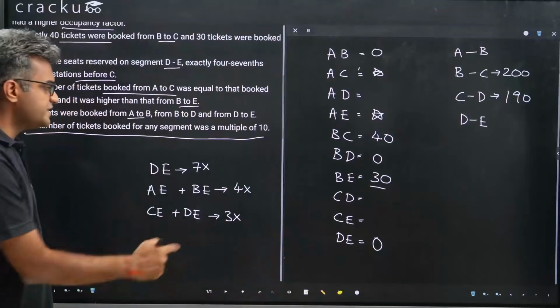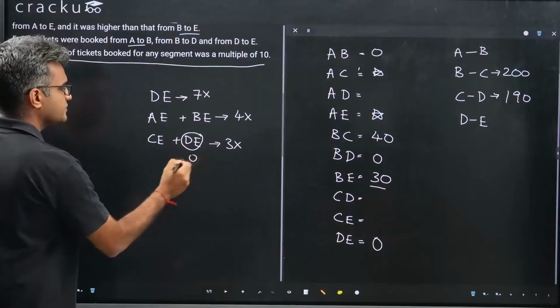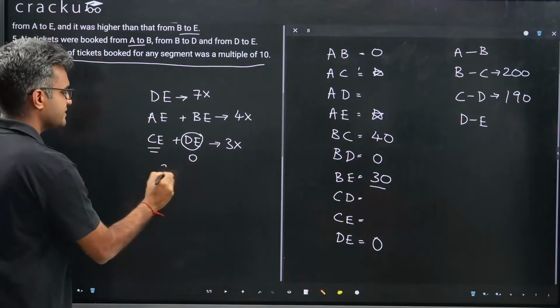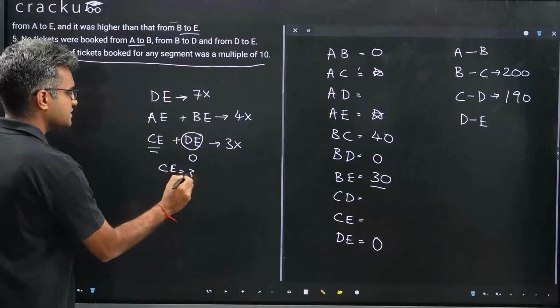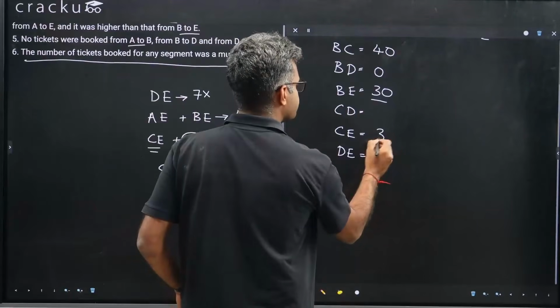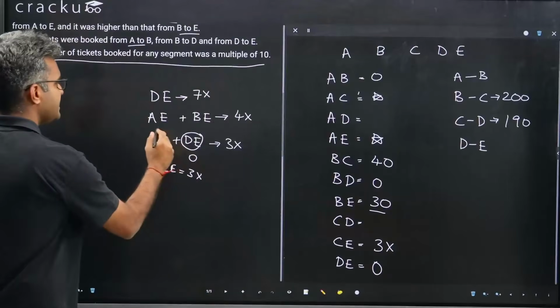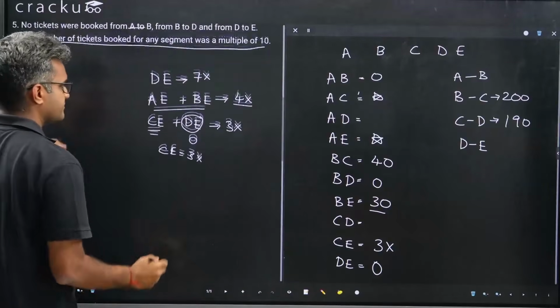If D to E is 0, this will be equal to 0. Therefore, CE will be equal to 3x. So this over here is equal to 3x. Similarly, if you are looking at it, AE plus BE is equal to 4x.